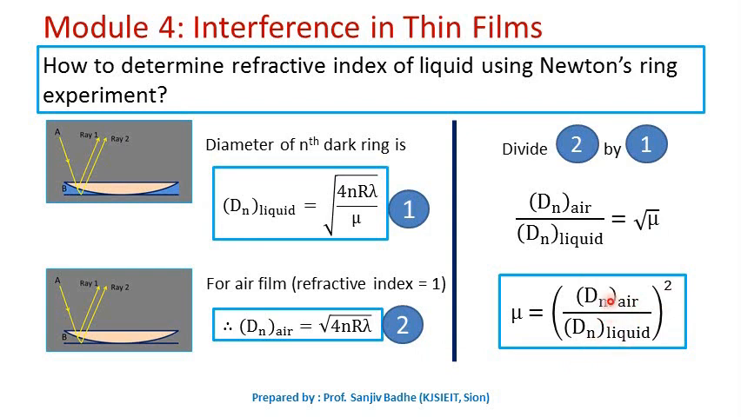So if you divide diameter of the nth dark ring in air by diameter of nth dark ring in liquid and take square of that, we will get the refractive index of liquid. So this is how we can determine refractive index of liquid using Newton's ring experiment.